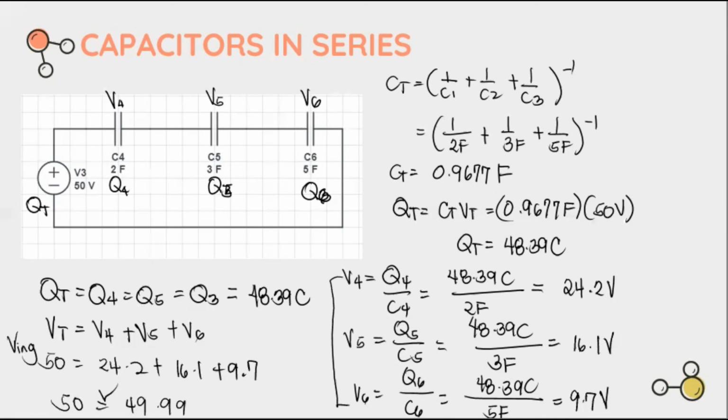Okay? So, that is how we solve the total capacitance per series and parallel circuit. Okay? And to calculate individual charges and voltage per each load connected in series and parallel.